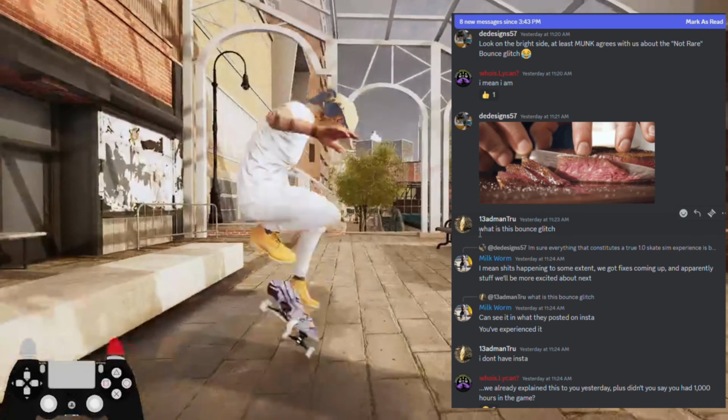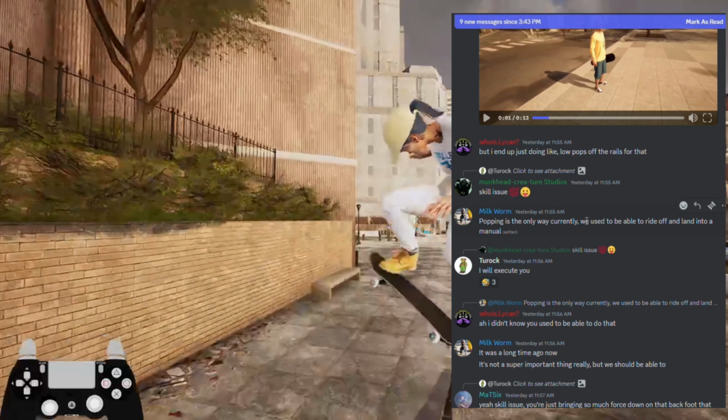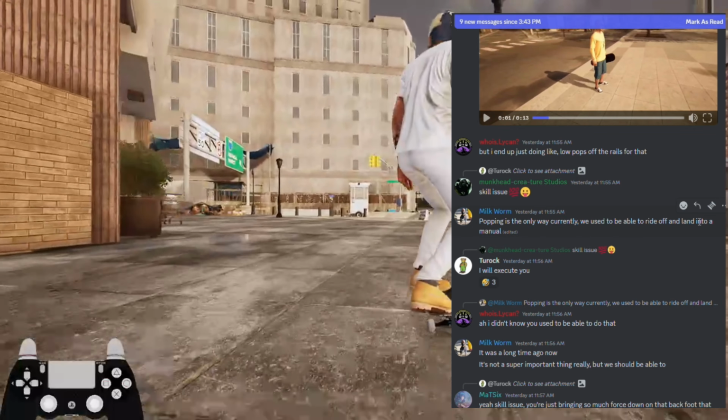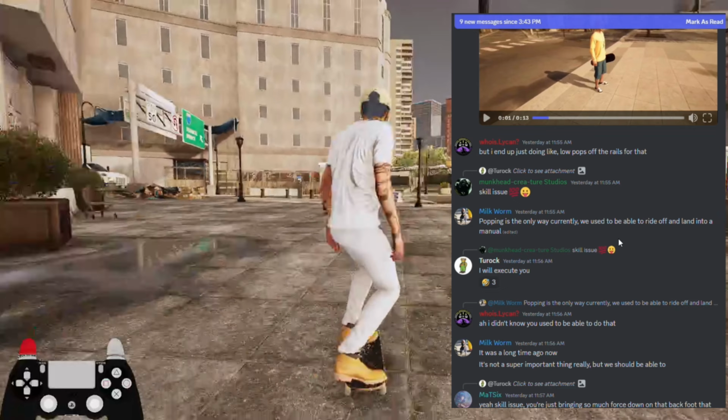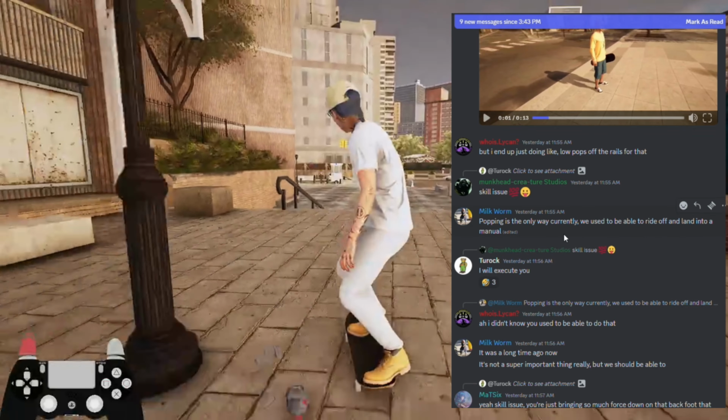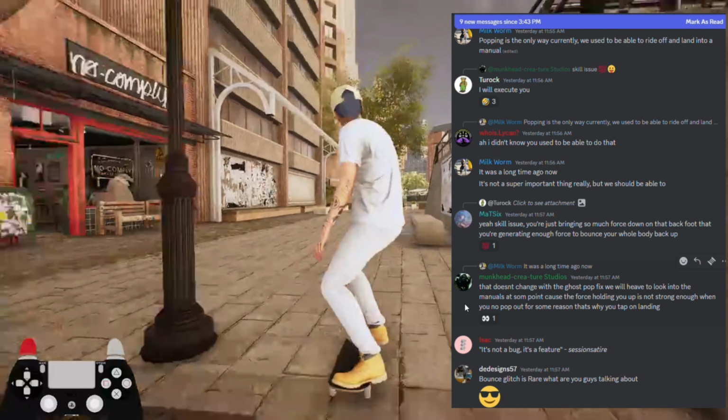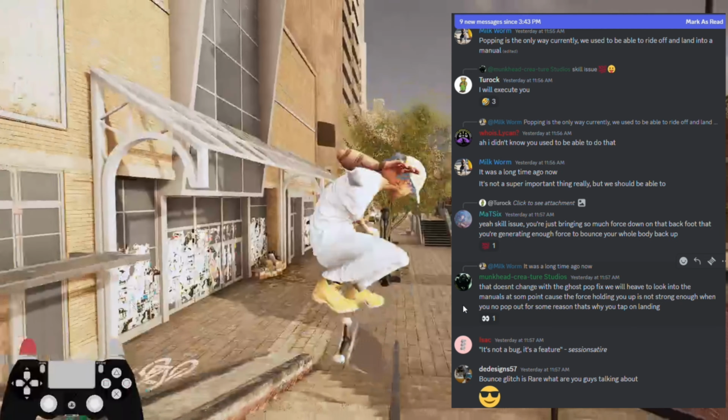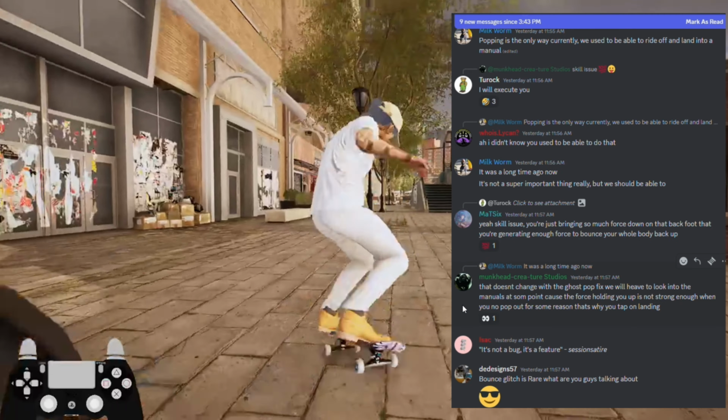Oh man, could we get this fixed? Popping is currently the only way. We used to be able to ride off and land into a manual. Could we get ride off manuals back? Could we get this back, please? That doesn't change with the ghost pop fix. We will have to look into the manuals at some point.